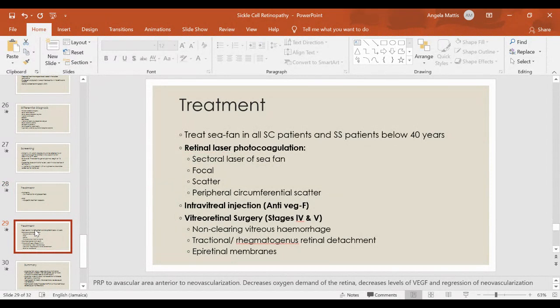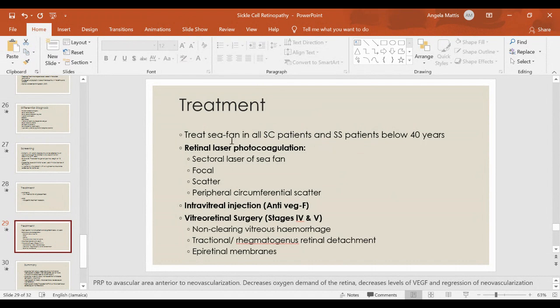Now, when we see patients with a CFAN, we want to treat it. It's recommended that we treat the CFAN lesions in all the SC patients and in SS patients below 40 years. And I added this about SS patients below 40 years because, in truth, we tend not to see a lot of CFANs in patients who are SS. Because, as I said before, the SS patients tend not to have much retinopathy. It's really uncommon. We rarely see it in our SC patients.